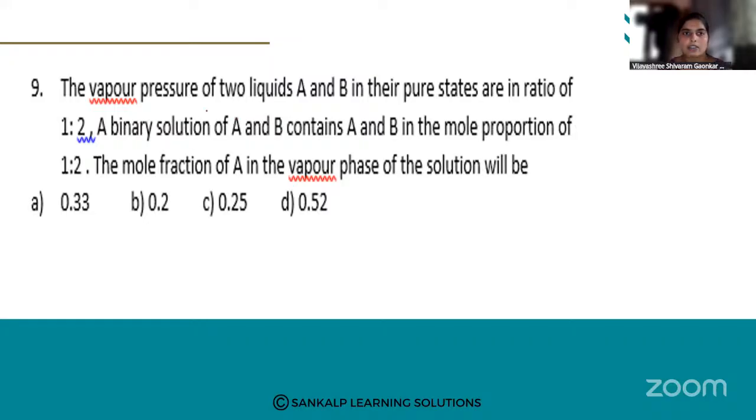Right. We are given two liquids A and B and their vapor pressure in the pure state, ratio given, correct? Vapor pressure ratio is given. Then what are we given? The mole proportion means what? Number of moles given. The ratio of number of moles is given, 1:2. The mole fraction of A in the vapor phase of the solution will be.